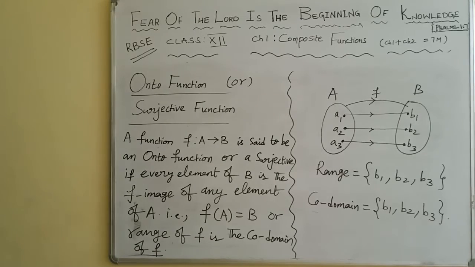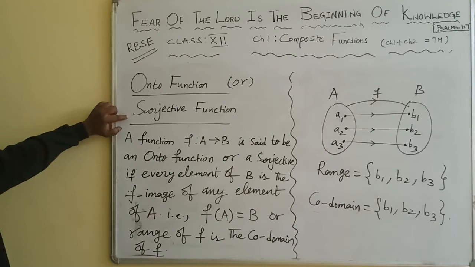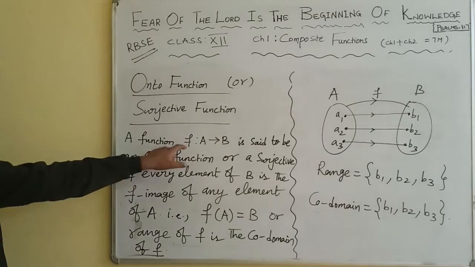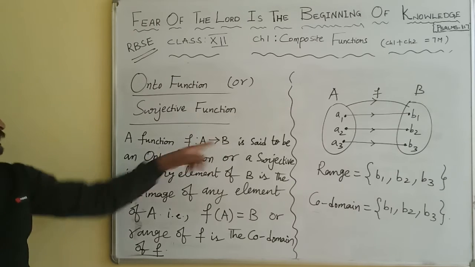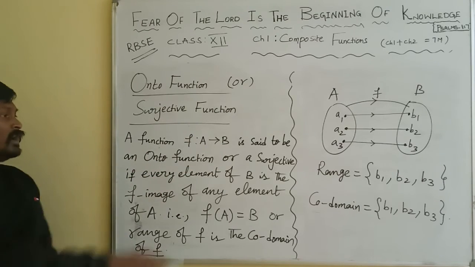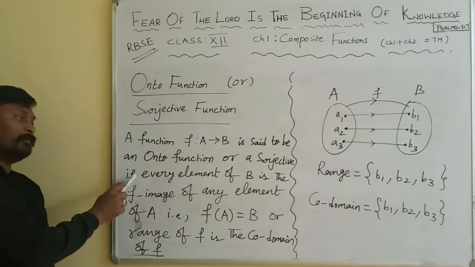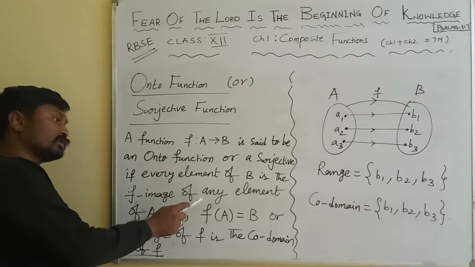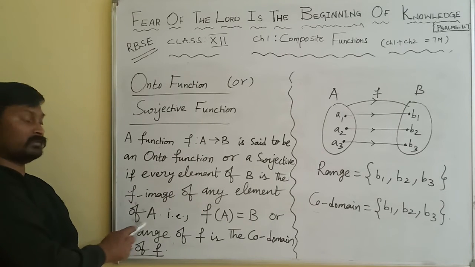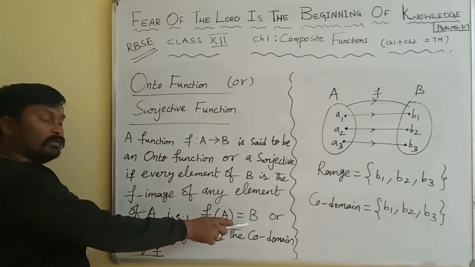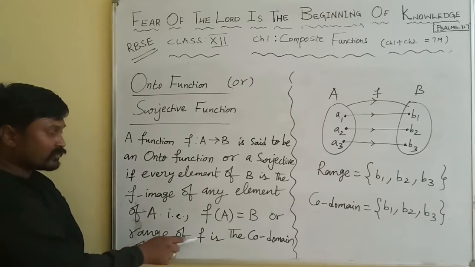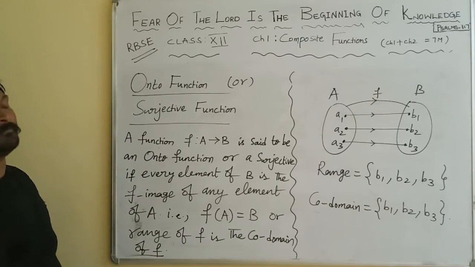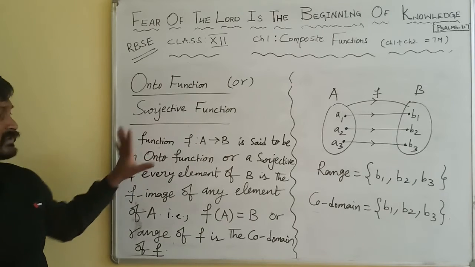Next, onto function or surjective function. A function f mapping A to B is said to be an onto function or surjective if every element of B is the f image of some element of A. That is, f of A is equal to B, or the range of f is the codomain of f. What is the meaning of this statement?